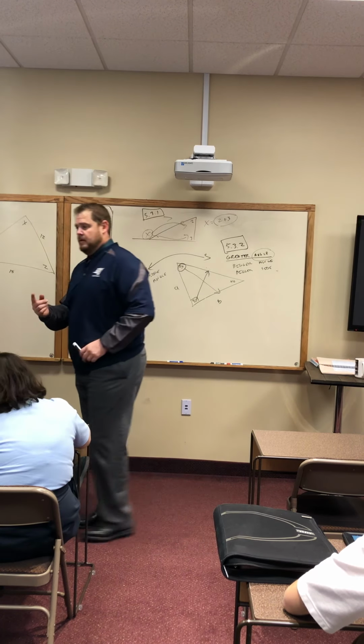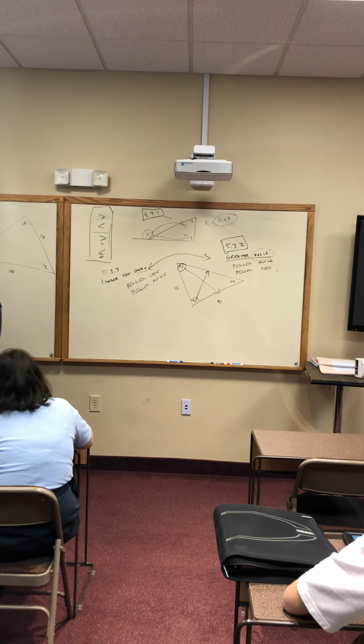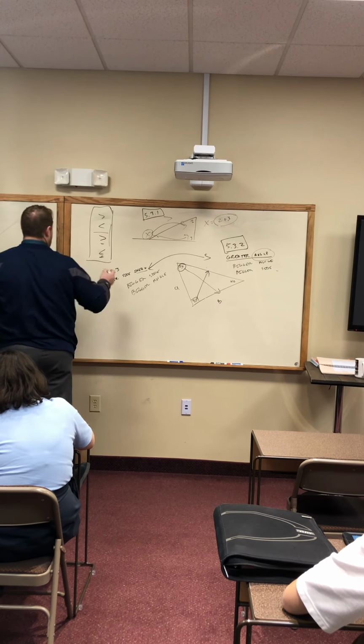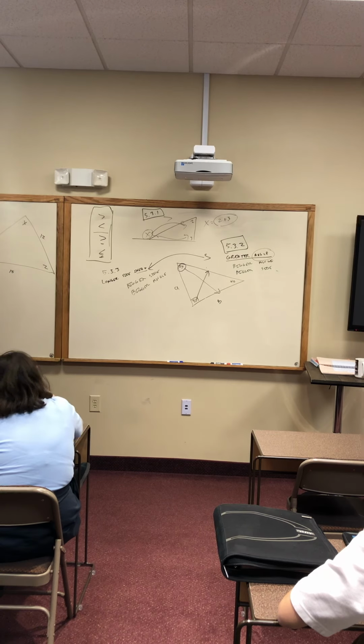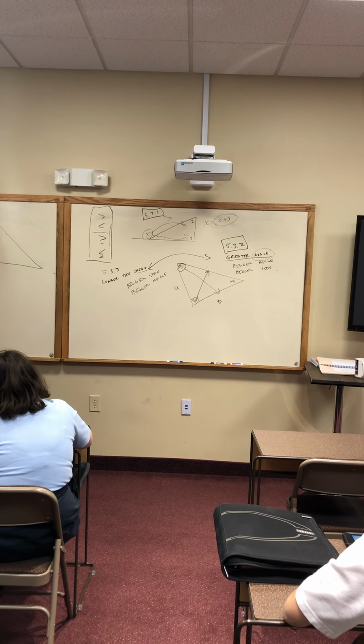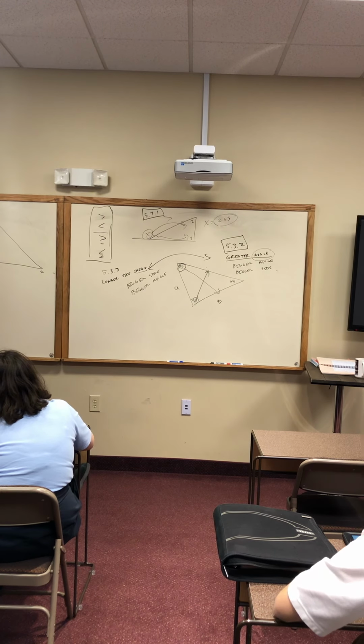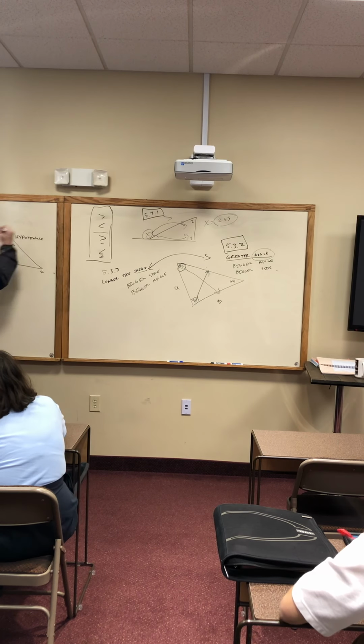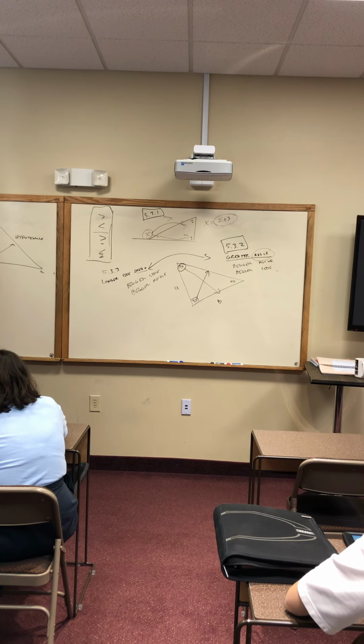Let me ask you this question. If I were to draw a right triangle, can you help me label it? We'll put A, B, and C. Where's my right angle? B. What's across from it called? Hypotenuse. And these are called legs. Good.